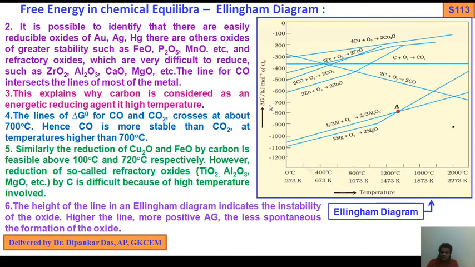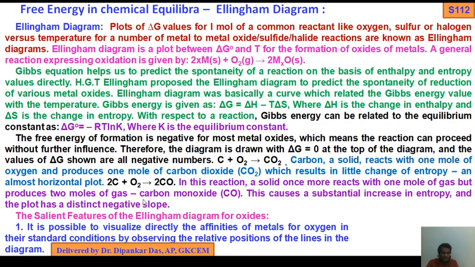So these are the lines. You see all the negative del G values, higher and lower del G values. It is possible to visualize directly the affinities of metals for oxygen in their standard conditions by observing the relative positions of the lines in the diagram. So that is the first salient feature of the Ellingham diagram. Next, move on.